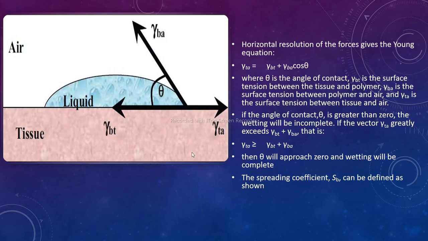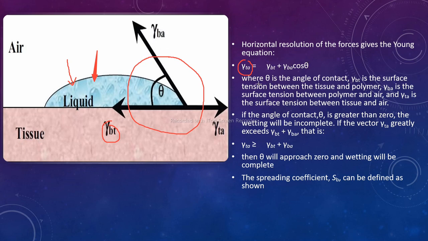This picture will show you what the contact angle is. You can see here what this angle is. This liquid is considered as the drug substance or the dosage form. Now let's see that angle. How they have presented the equation is sigma TA, this vector, is equal to sigma BT, this vector, plus sigma BA cos theta.